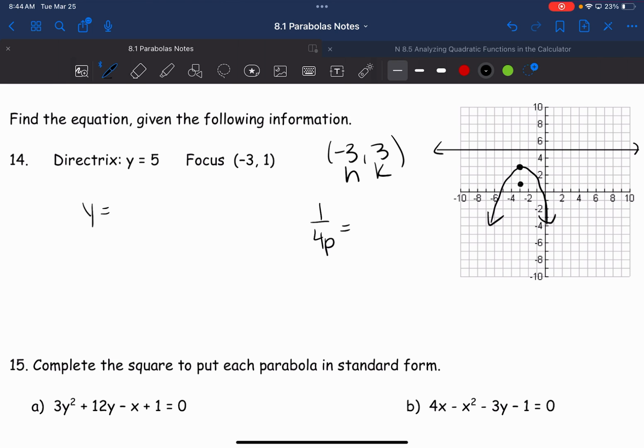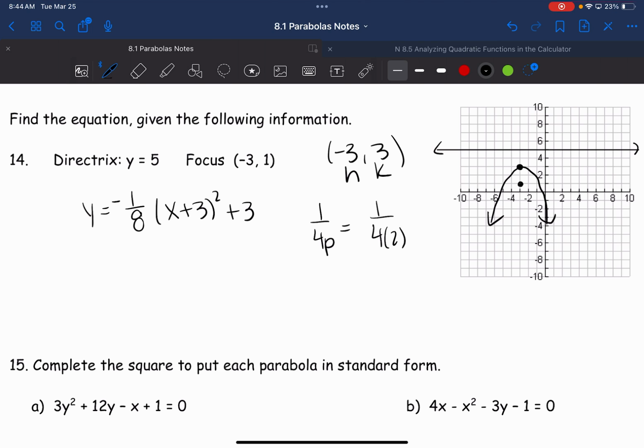okay, now in this case, our 1 over 4p, what was our distance P? 2. So this would be 1 over 4 times 2, which gives us 1/8. And was our graph reflected? So I would also need to stick a negative in front, right? Okay. And then you guys said that our h value was -3. So I'm going to have x plus 3 quantity squared. And then our k value was +3. So we'll have a +3 on the end there.